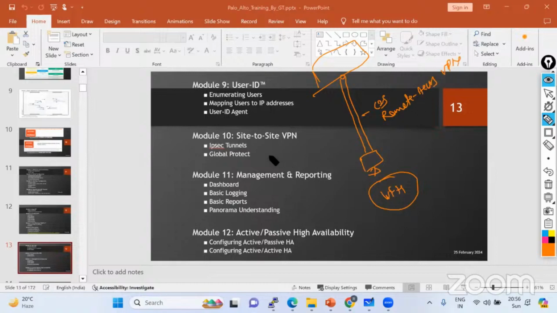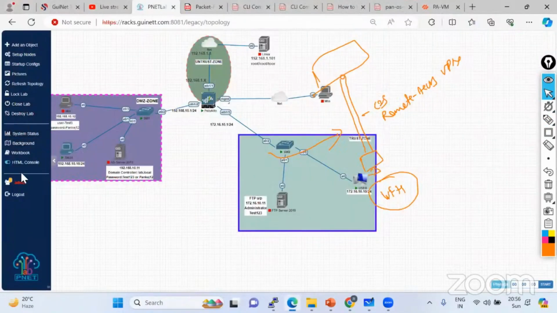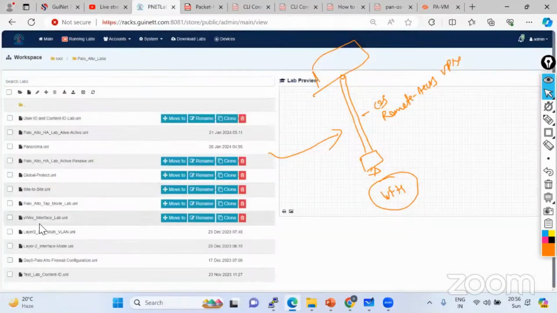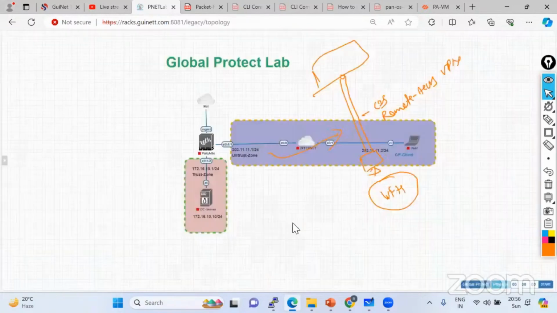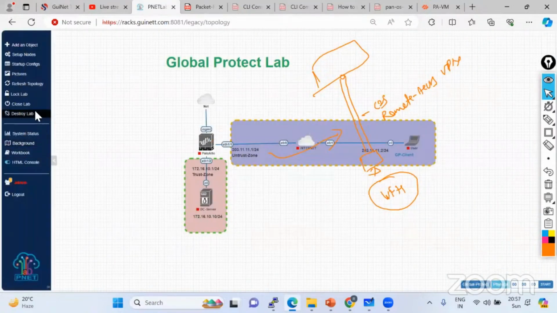So this we are going to cover in the Global Protect. We'll see each and everything. This Global Protect lab is also available. I will show how it is going to happen and how this remote access VPN is going to be configured step by step, all configuration, and how it is going to protect your network, right? And based on the rules, how the traffic is going to be allowed. So this is Global Protect, right?